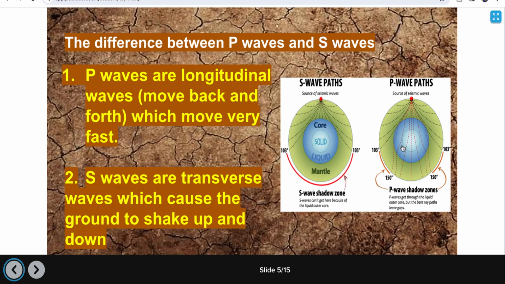Now, the shadow zones for P waves are much smaller. You'll notice that there's this little gap between these red dotted lines and these black dotted lines. This little space is the only place I won't feel any disturbances. Or if they do, it's going to be insanely small where they probably wouldn't notice it. And same thing on the opposite side as well. So smaller shadow zones for P waves, much larger shadow zones for S waves.